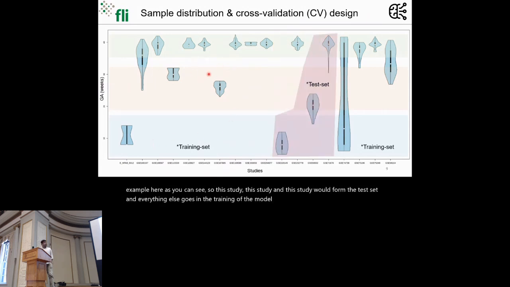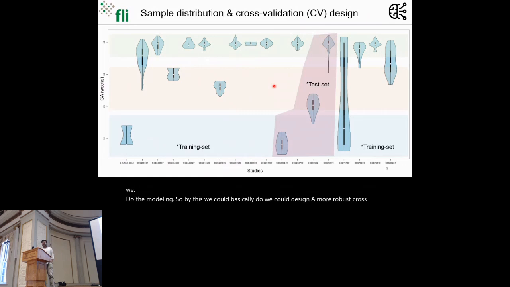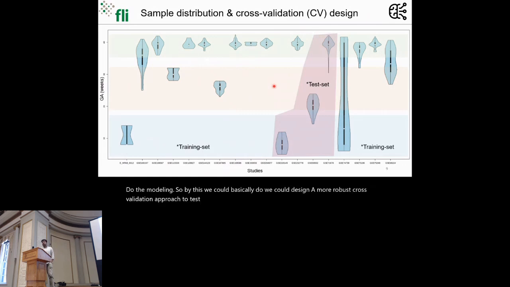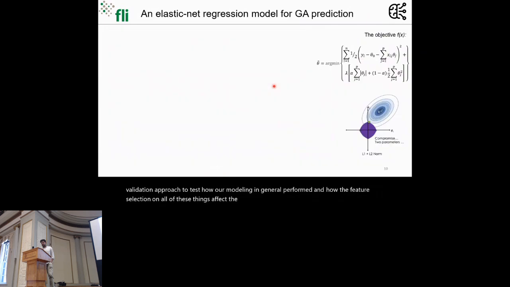And then in the next iteration, we just replace this study with another study from the same age group category, and we again do the modeling. So by this, we could design a more robust cross-validation approach to test how our modeling in general performed, and how the feature selection and all of these things affect the performance.